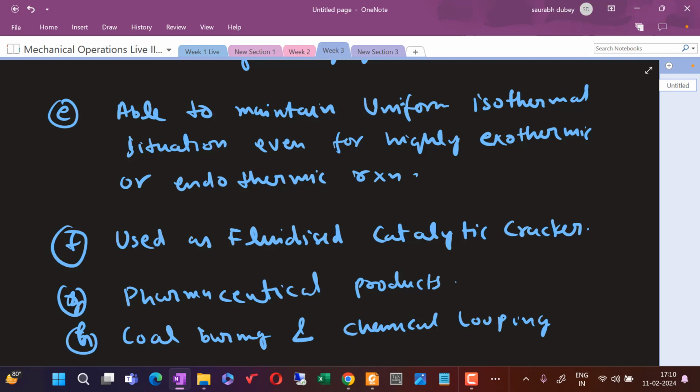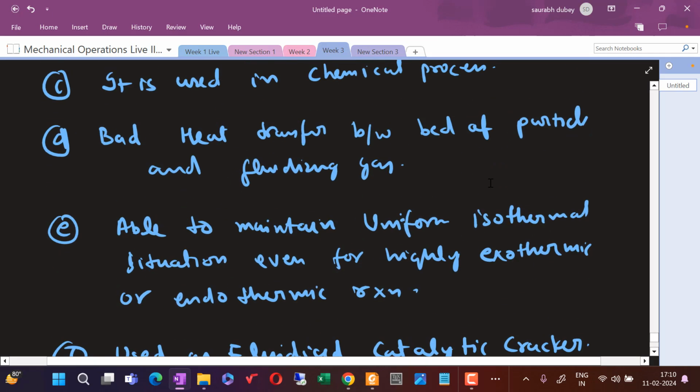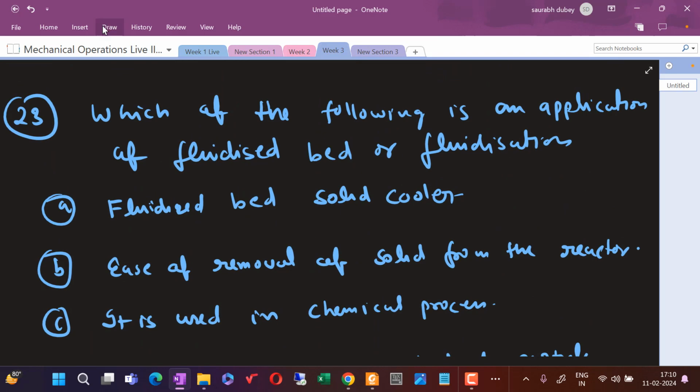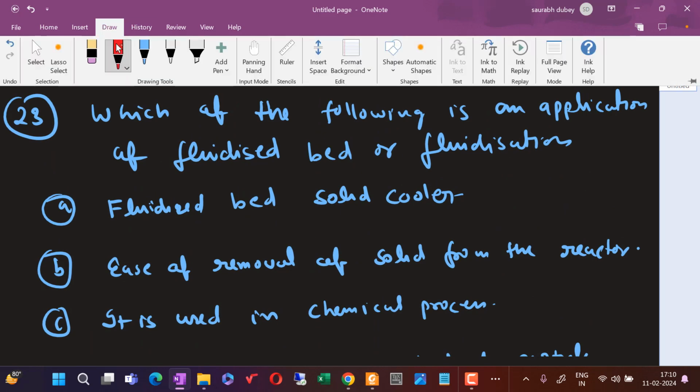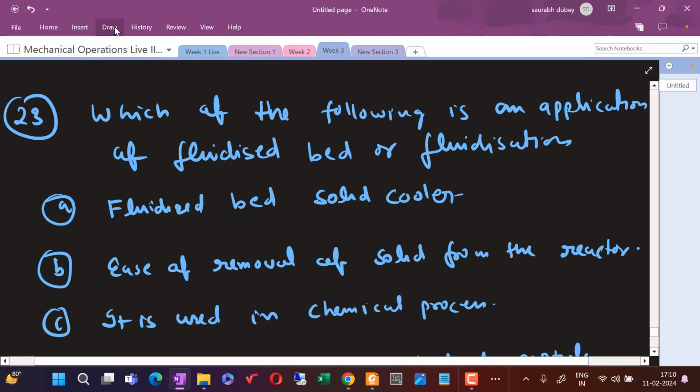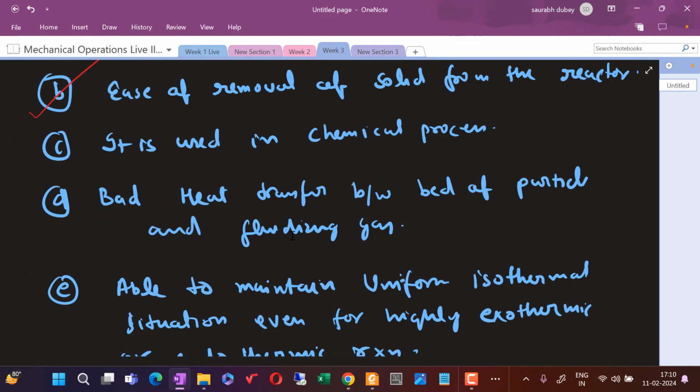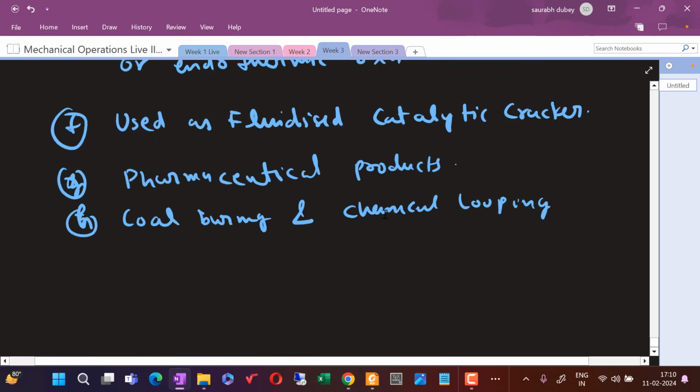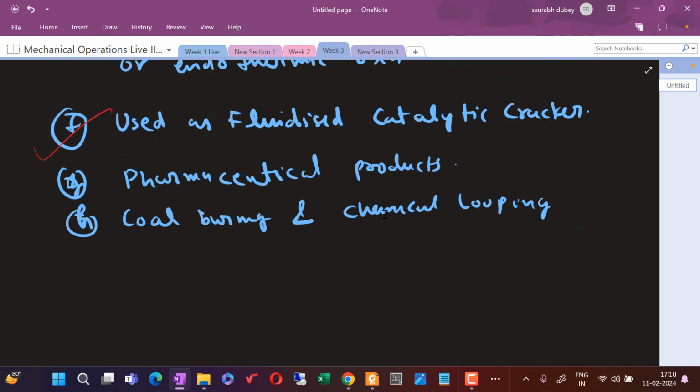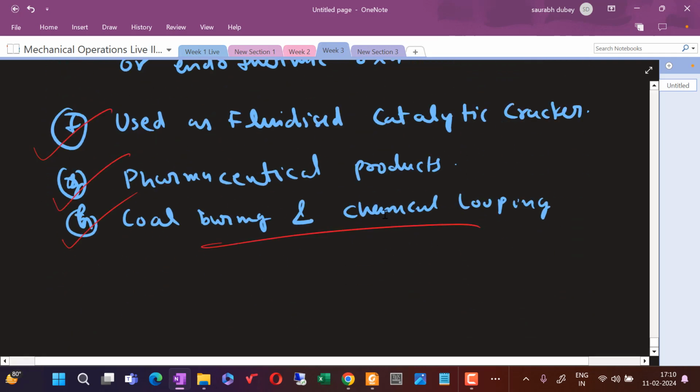So which of the following is correct? You look at this, you try to solve. This is the application one. It is used as a solid cooler, and for removal of the solid from the reactor. It is correct. Chemical process, it is being used. This is able to maintain uniform isothermal heat transfer. This is used in the catalytic cracker. So all are correct except one.